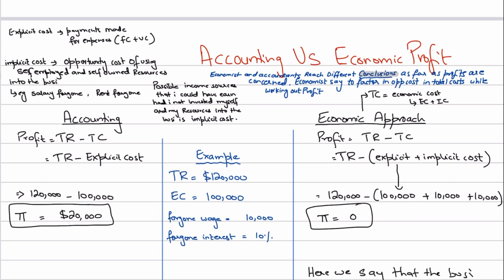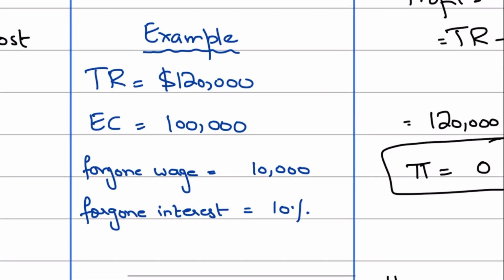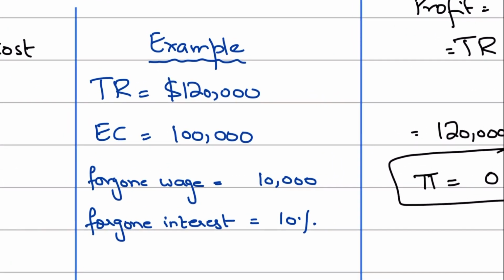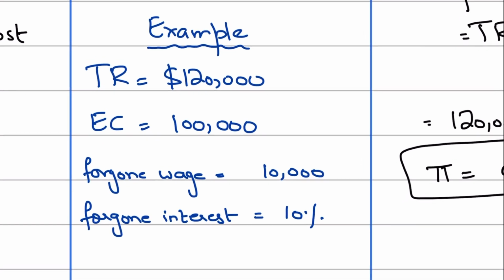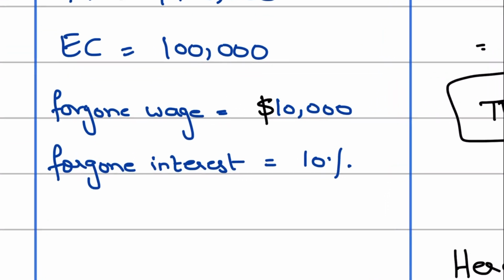So now I've given an example. Let's say I started a shoe business, and I have a factory and I'm producing and selling shoes, and my total revenue for the year is $120,000. My explicit cost, which would be my raw material, rent, labor, and all the overhead cost, the paid expenses, is $100,000, right? Apart from that, I could have potentially not done business, and I could have earned an annual income of $10,000. This is the foregone wage or salary that I could have potentially earned, and let's say the foregone interest percent is 10%.